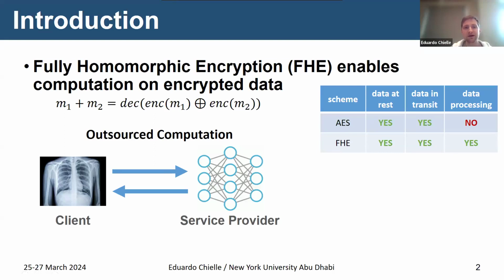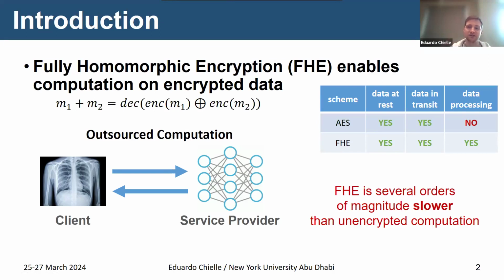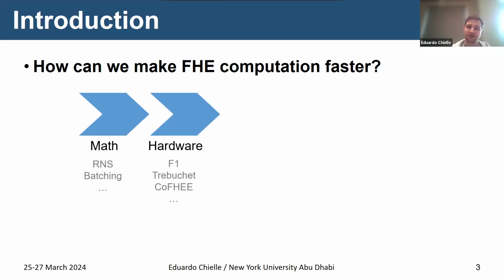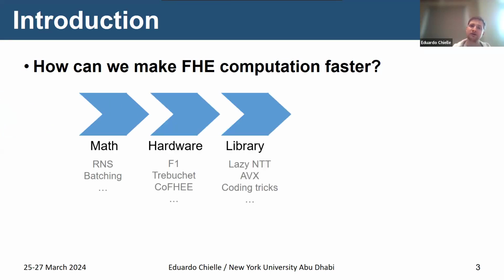The issue why FHE has not been widely used yet is because it is very slow. It's many orders of magnitude slower than unencrypted computation. So there are several efforts to make it faster. For example, you can improve the crypto system itself, the underlying math of the crypto system. You can create hardware accelerators for this crypto system. You can improve the code of FHE libraries that implement this FHE scheme.